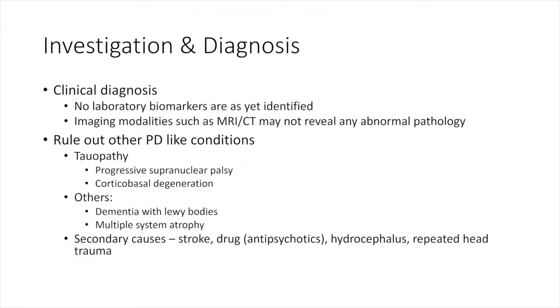What's important though is to rule out other causes that might present like Parkinson's disease, and these include tauopathies, so conditions like progressive supranuclear palsy, cortical basal degeneration, and other conditions such as dementia with Lewy bodies and multiple system atrophy. Secondary causes such as strokes, drugs like antipsychotics, which block dopaminergic pathways, hydrocephalus, and repeated head traumas must also be considered before making a diagnosis of Parkinson's disease.